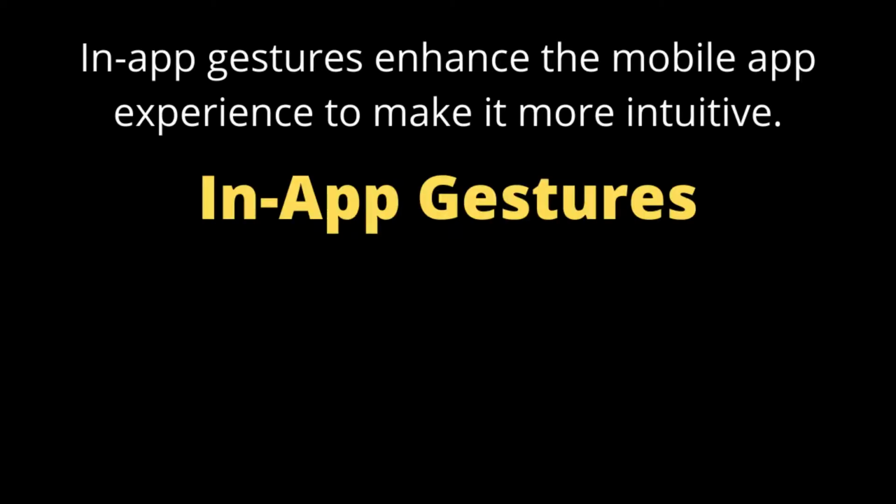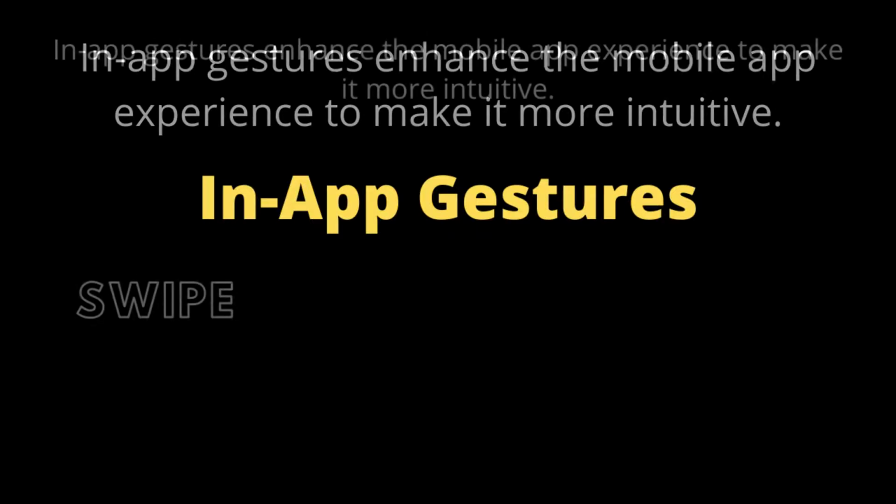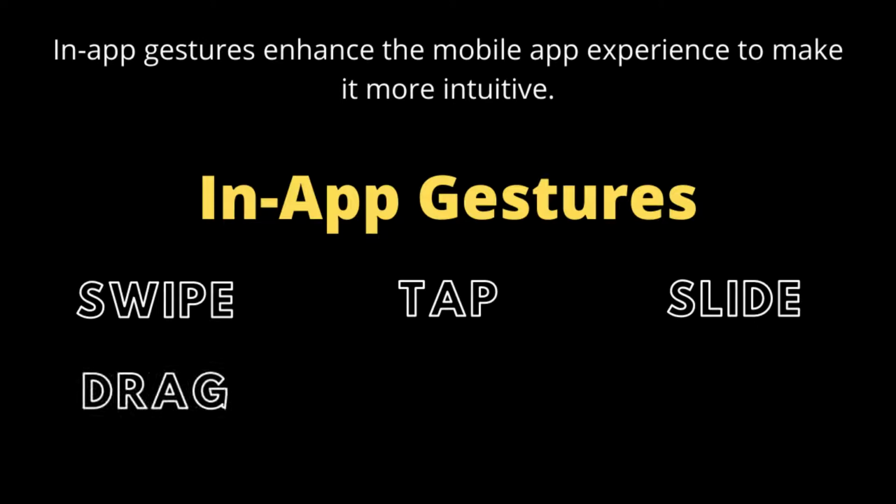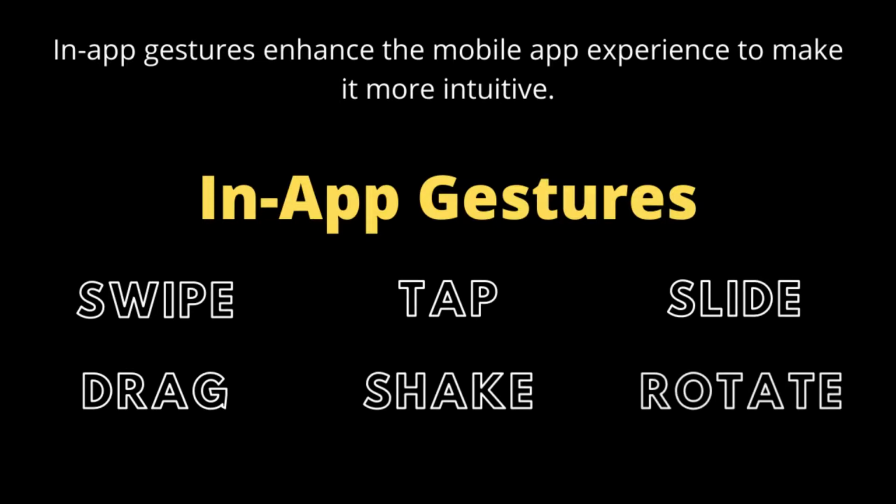Mobile gestures are the movements made by a user to activate a specific control within a mobile interface. The majority of gestures are performed by users' fingers, that is, swipe, tap, slide, drag, etc., but can also involve hand movements such as shaking, tilting, moving, and rotating the device.